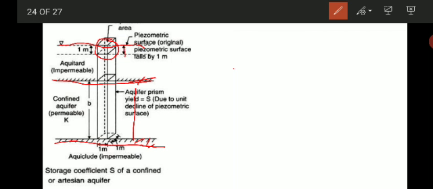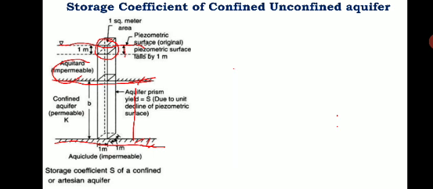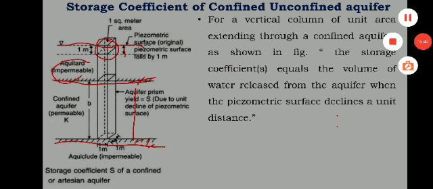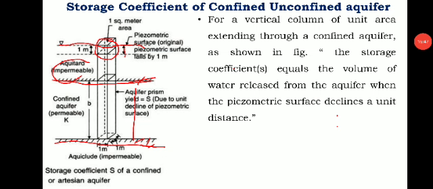We'll see this because it is a confined aquifer. This part becomes the aquitard, that is impermeable material. So for a vertical column of unit area extending through a confined aquifer as shown in the figure, the storage coefficient, that is S, is equal to the volume of water released from an aquifer when the piezometric surface declines a unit distance.